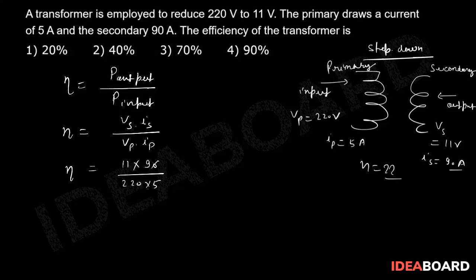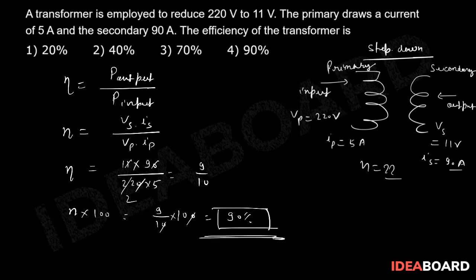Perfect. So this is cancelled out. This will be 2. We get 9 by 10. So this is 9 by 10. If you talk about the percentage, eta percentage will be 9 by 10 into 100, which will give you 90%, right? So 90% will be the answer. So option number 4 has to be the right choice. Perfect. Yes.